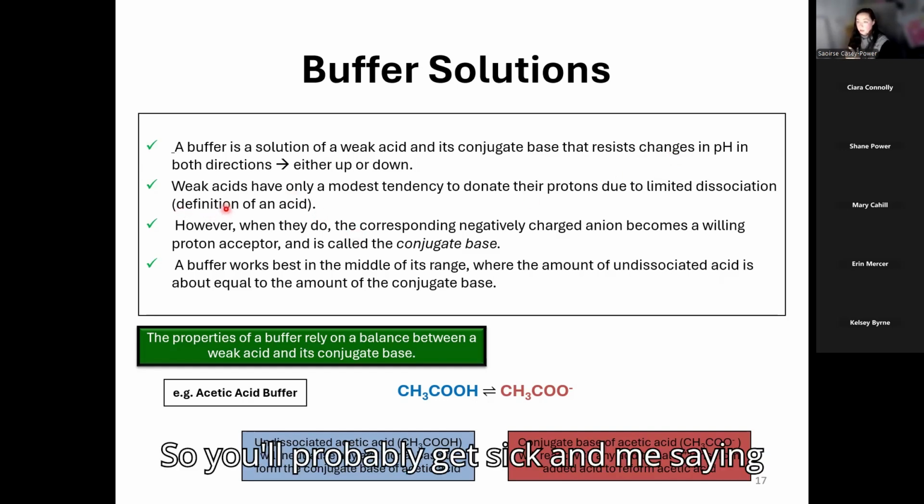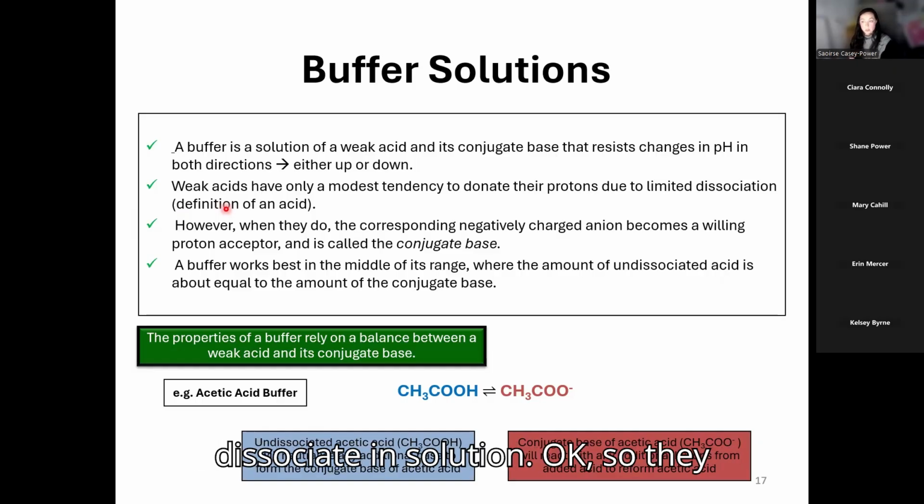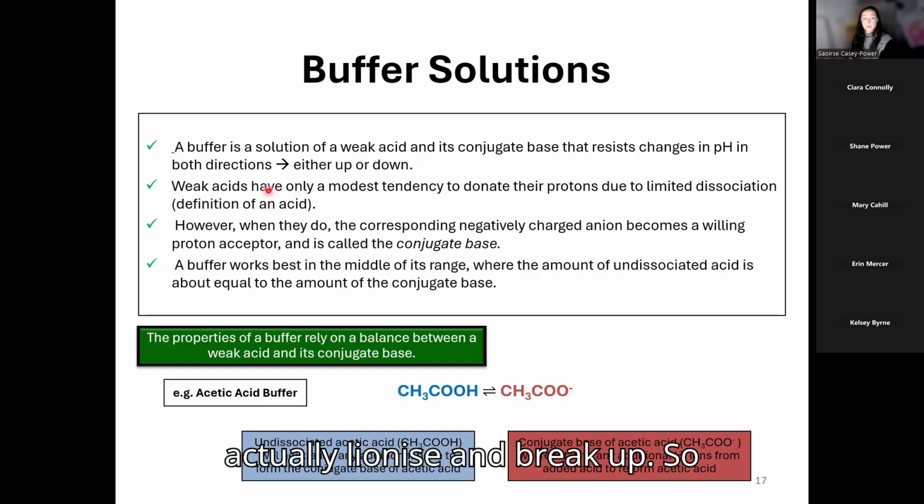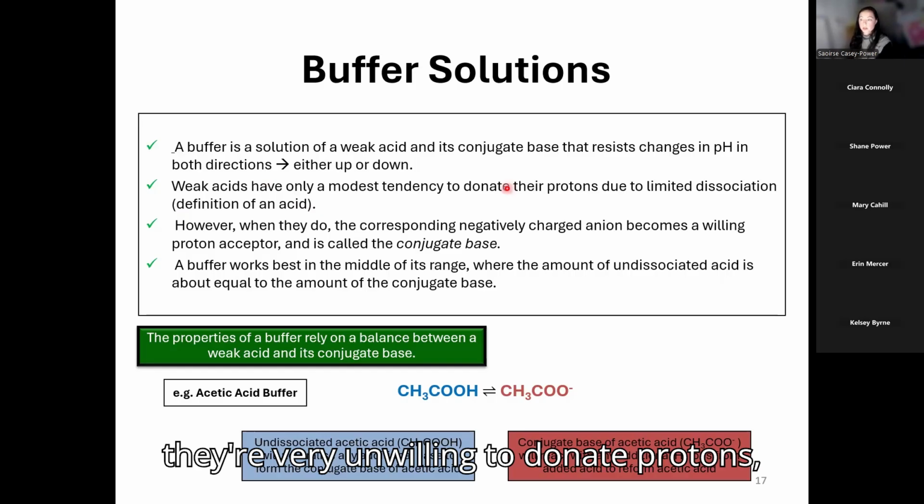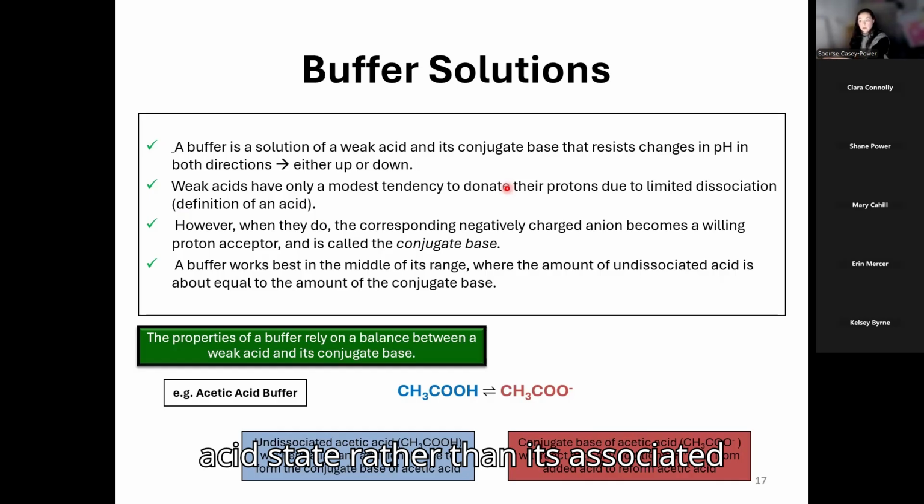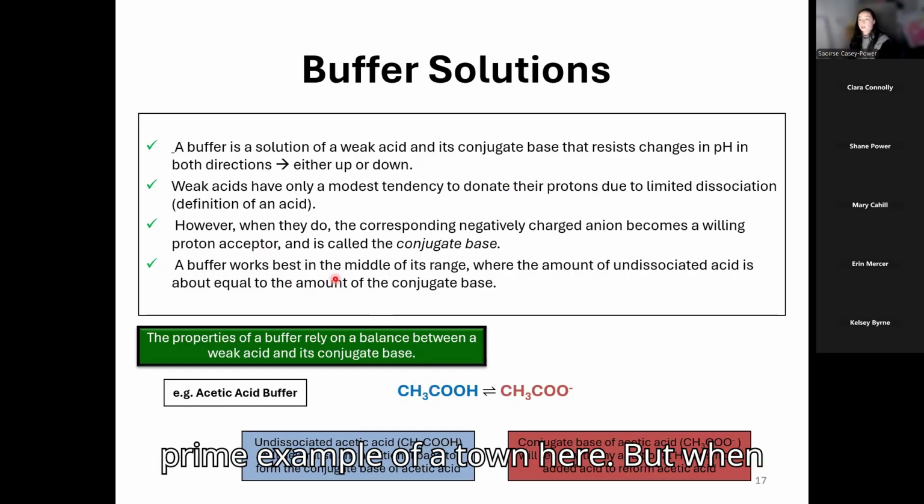So you'll probably get sick of me saying this, but weak acids won't dissociate in solution. They only have a very, very small tendency to actually ionize and break up. So they're very unwilling to donate protons. It will exist more in its weak acid state rather than its dissociated state. However, they do undergo that reaction sometimes, and I have a prime example of it down here.